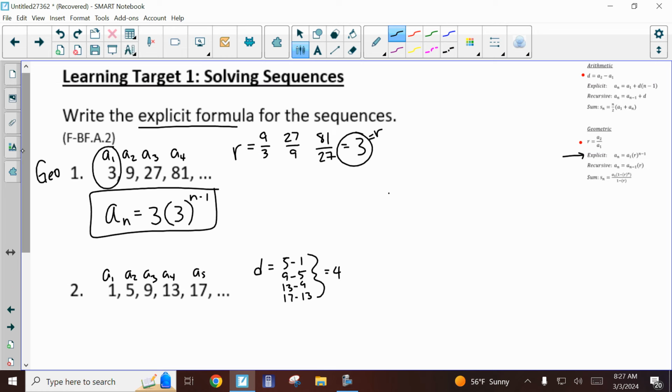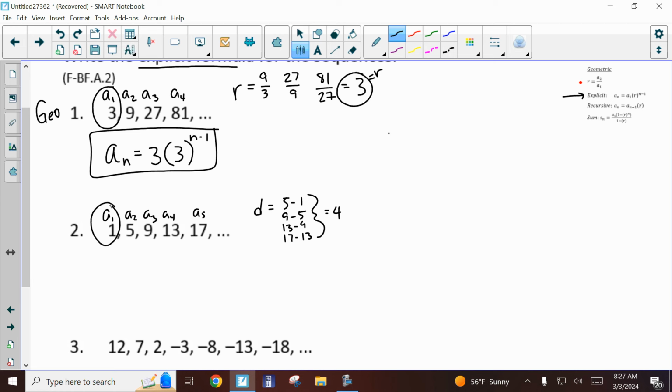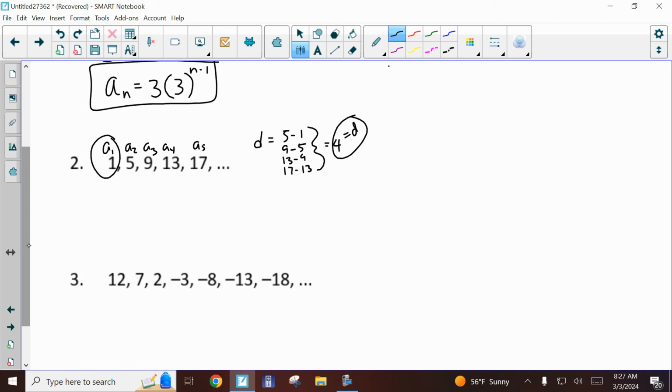To find the explicit formula for an arithmetic sequence, we need to know A1 and D. I know A1, and this right here was D. So now I can just plug this into my formula. AN equals the first term plus the common difference, which is 4, times n minus 1, and then we always simplify. So we distribute: this is plus 4n minus 4 with a 1 here. Then I combine this 1 with the minus 4, so this is going to be 4n minus 3. And that's my formula.